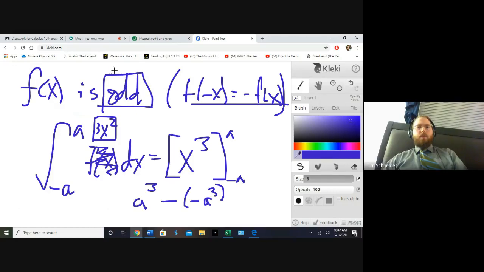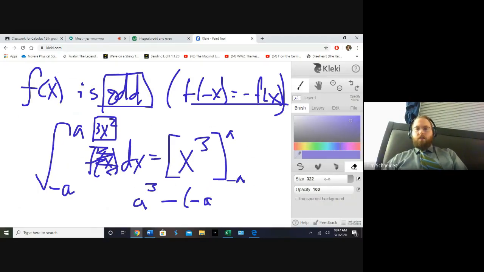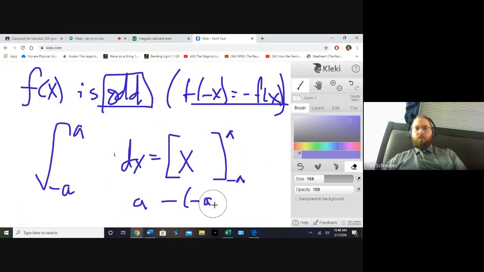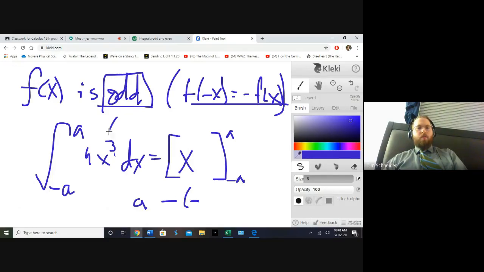Oh, okay, it's odd. I'm messing with myself. Okay, let's start this over. Sorry. So let's call it 4x cubed then, if we're going with an odd function, right? Then the integral of that is x to the 4th. And so we have a to the 4th minus negative a also to the 4th.